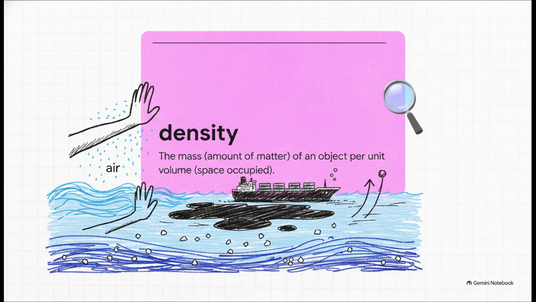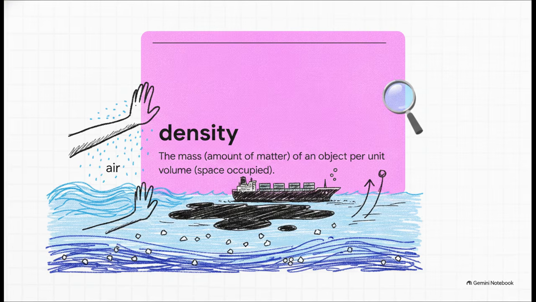In science, density is the mass, or the amount of matter, of an object per unit volume. Try waving your hand through the air, and then imagine waving it through water. The water takes way more effort, right? That's because water is actually 800 times more dense than air. Throw in all that dissolved salt we just talked about, and seawater becomes incredibly dense.